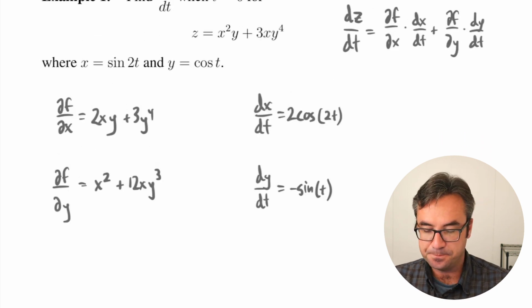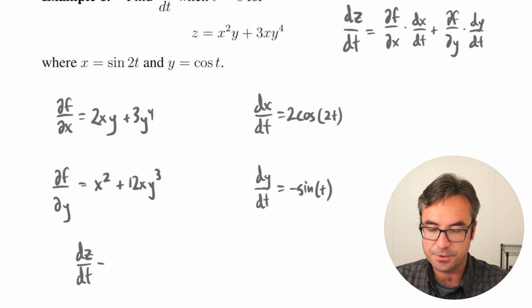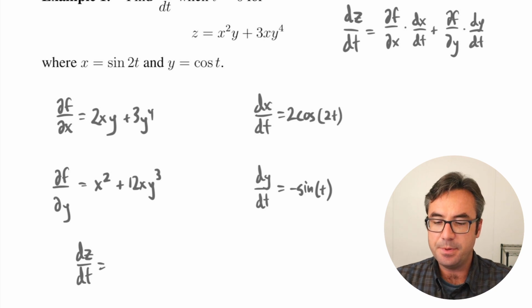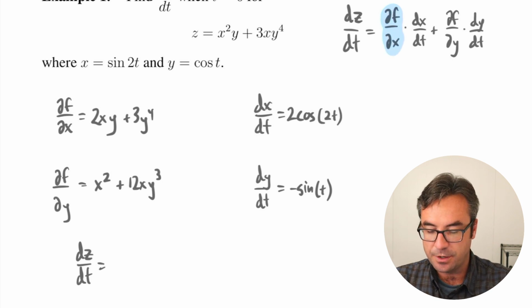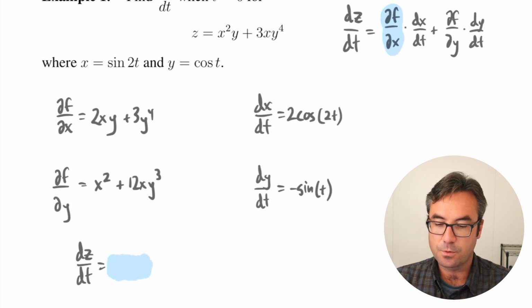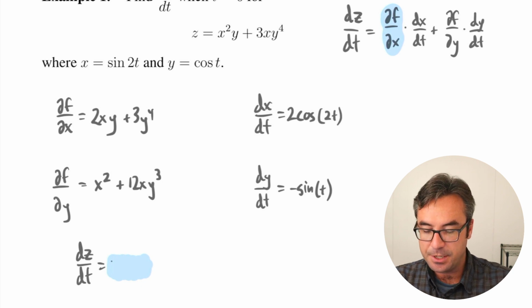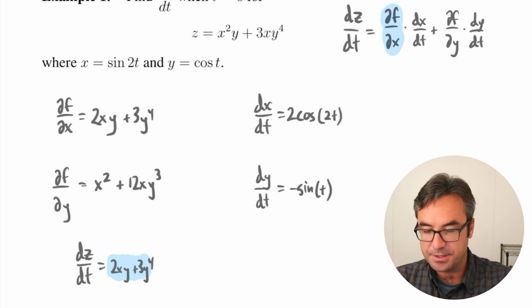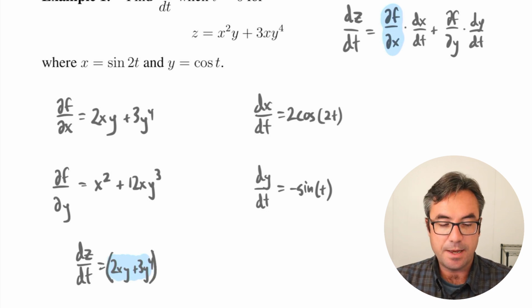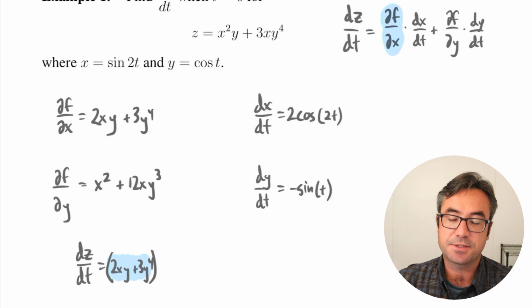And let's do that right down here. So our derivative of z with respect to t is going to be, well, we have our x partial derivative, which we're going to fill in right here. So that'll be 2xy plus 3y to the fourth. And let's get some parentheses around that. And then we're going to multiply by our time derivative of x.